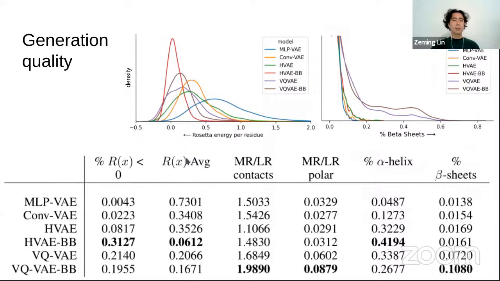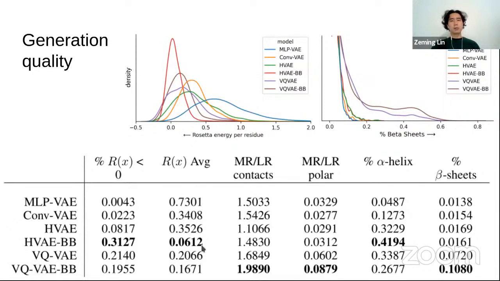And so we can look at the quality of our model compared to the hierarchical VAE and the VQVAE, compared to a few baselines. The first column is REU less than 0. So this is an energy output by Rosetta. If it's negative, it's good. You actually see that HVAE does a little better in this. It does the best, and the average energy is quite low.